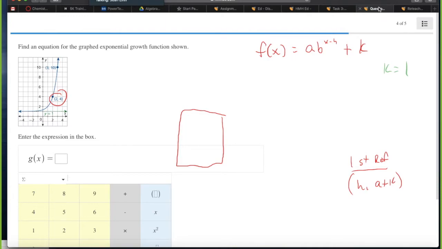So our reference point is (2, 4). That means that our h is equal to 2, and then our a and k. So remember, we've got k equals 1. So a plus 1 equals 4, a equals 3. Cool.